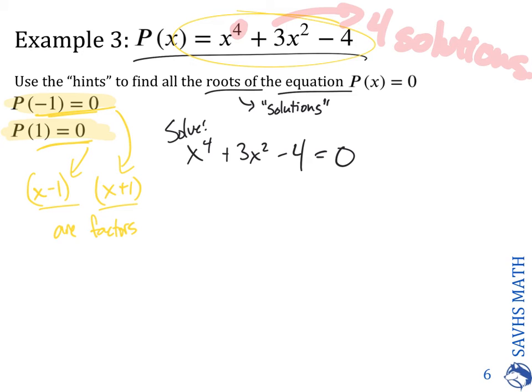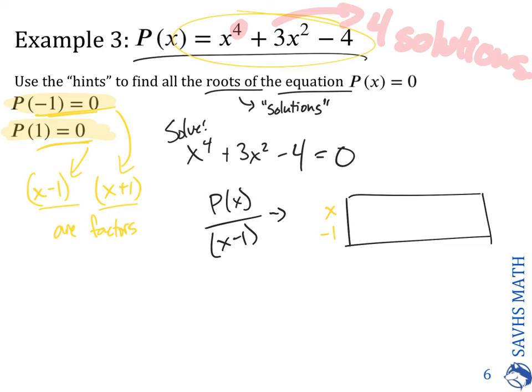So I'm going to start by dividing p of x by x minus 1. It doesn't matter which one you do first. That's just a true statement. Okay, so x minus 1 is what I'm dividing by.